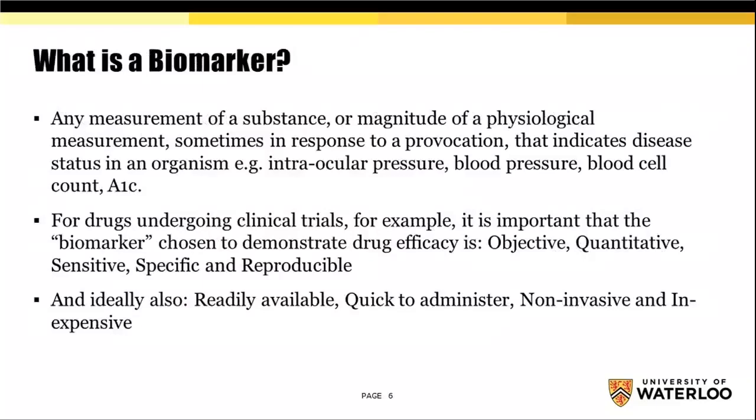So what is a biomarker? A biomarker is any measurement of a substance or magnitude of a physiological measurement, sometimes in response to a provocation, that indicates disease status in an organism. So it's an indicator of normality or abnormality, and it also hopefully indicates progression or regression or stabilization. And such biomarkers have been used for years, of course. Things like intraocular pressure, blood pressure, etc., are all in their own way biomarkers.